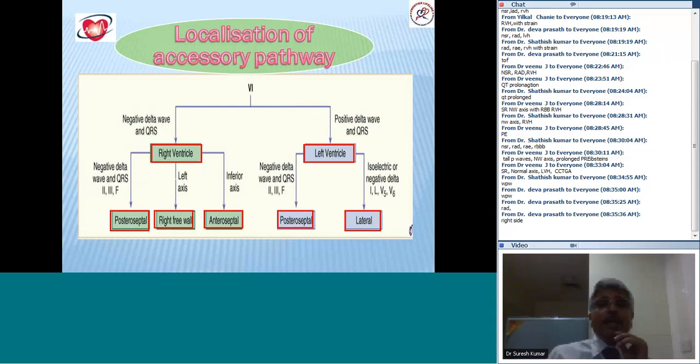And the left-sided pathways, you try to see whether it is posteroseptal or lateral. If you have a negative delta, in other words, a left ventricular pre-excitation, but everything is negative, it is posteroseptal. The same principle as on the right side. And if you find isoelectric or negative delta in lead 1, AVL, and V5, V6, it's a lateral pathway. Try to remember this slide.